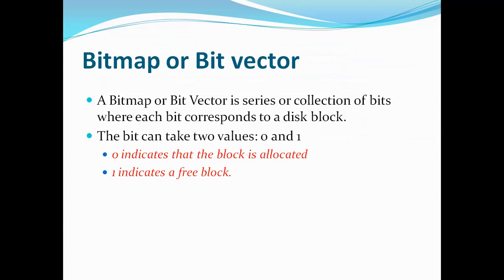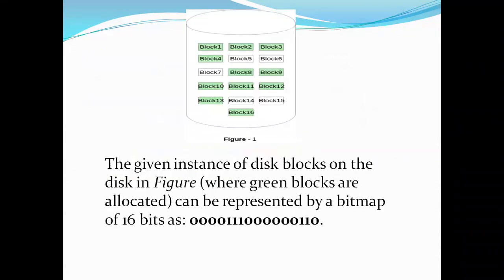From the name we can guess to some extent that it is a method implemented using a bitvector. A bit vector is a series, a collection of bits, where each bit corresponds to a disk block. In that, if 0 is indicated, then that block is not free; it is allocated to some other process. And 1 indicates a free block. So for example, I'll show you here.